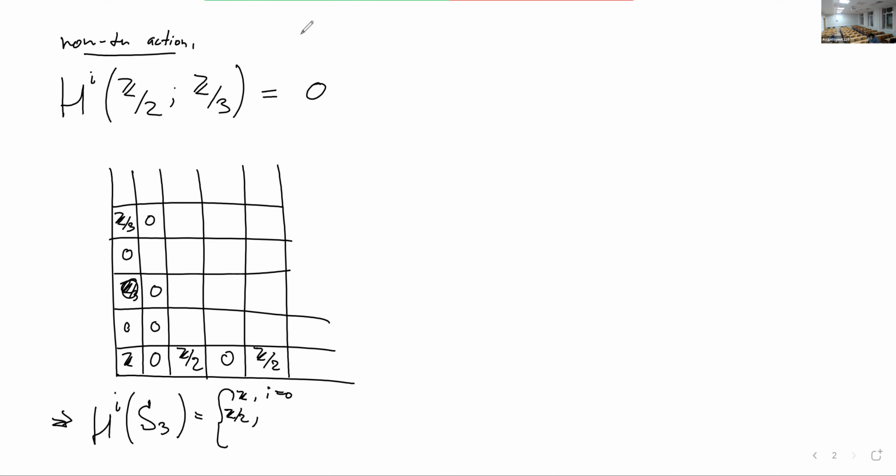So this is pure luck. More often than not, there are non-trivial extensions. But in this case, for stupid reasons, we get the answer just by looking at the second page of the spectral sequence. Okay. Now, does everyone agree with the second page and with the answer?